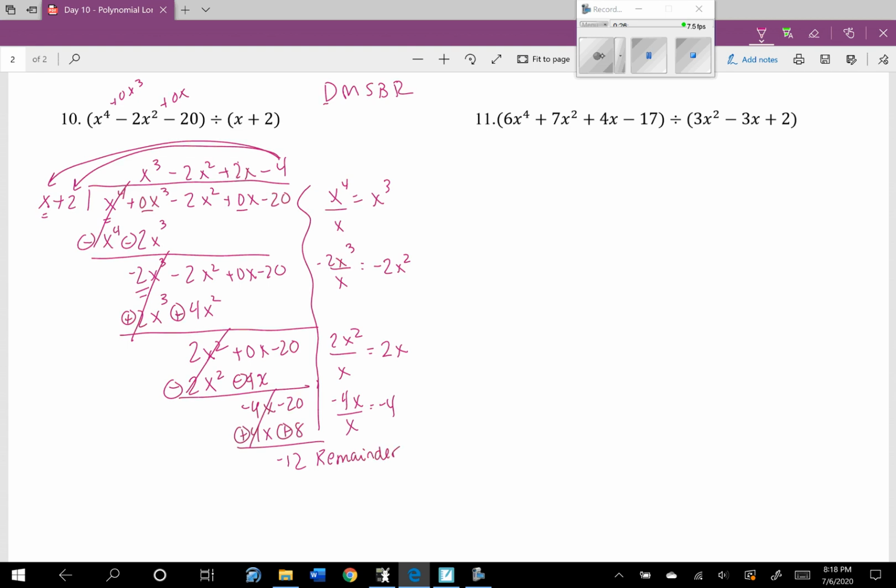And so then the answer to this long division problem is x cubed minus 2x squared plus 2x minus 4 minus 12 over x plus 2. So of course that means that x plus 2 is not a factor of the equation because we did not get 0. Go ahead and pause the video and see if you can do number 11 on your own. When you're done, you can unpause it to check your work.